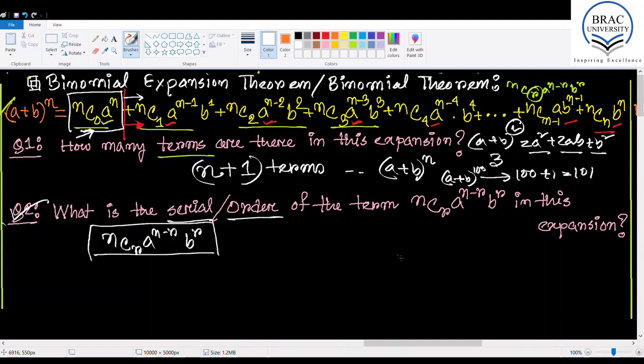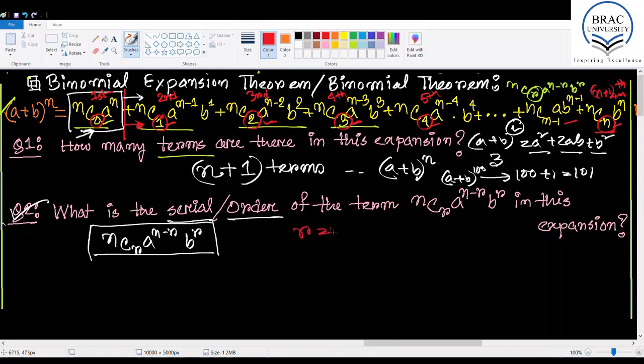It's also easy. As you can see, when the r value was 0, this is the first term. When r value is 1, this is the second term. When r value is 2, this is the third term. Can we guess? When r value is 3, this will be the fourth term. When r value is 4, this will be the fifth term. Similarly, when r value is n, it will be the n plus 1th term. Okay, so this is easy.